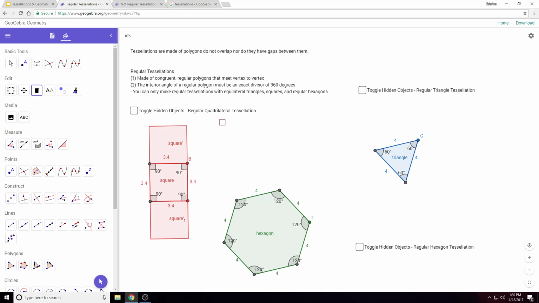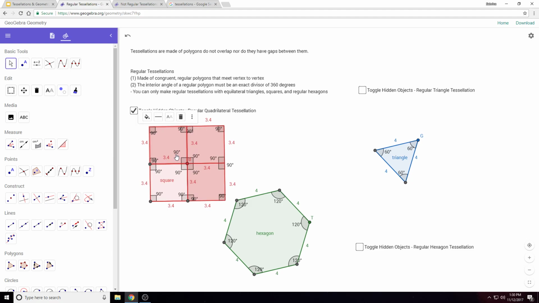Now if I delete everything, because it's going to get a little crowded in here, and I toggle this button, I already went ahead and created four congruent squares that surrounded this point B and shared this vertex B.